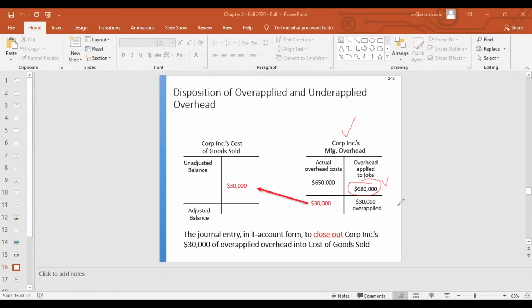So we end up with 680. But on this side here, we are just keeping track of costs, and we end up with 650. This is our actual cost. So in the end, we'd say, well, we applied 30,000 too much. The balance is on this side. So it's over applied.